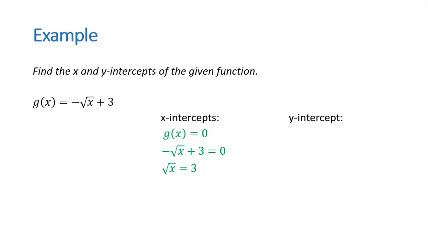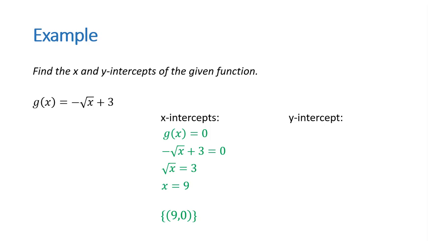Now instead of getting rid of a square, we want to get rid of a square root. Both of those are what we call inverse operations. They cancel each other out. So if we want to get rid of a square root, we're going to square both sides. Squaring both sides, we get x is equal to 9. So we have a single x-intercept of (9, 0).